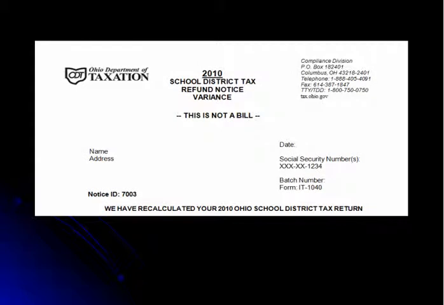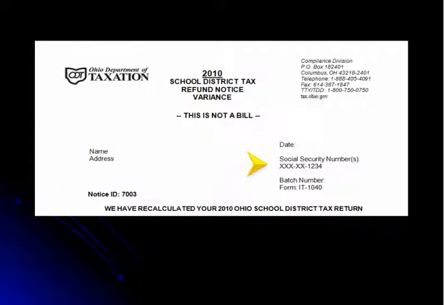As you open the letter, it will say at the top center of the page the tax year, the type of tax, and that it is a refund notice variance. As you move down the page, on the left-hand side, you will see your name and address, the notice ID number, and a statement telling you that we have recalculated your Ohio income tax return.